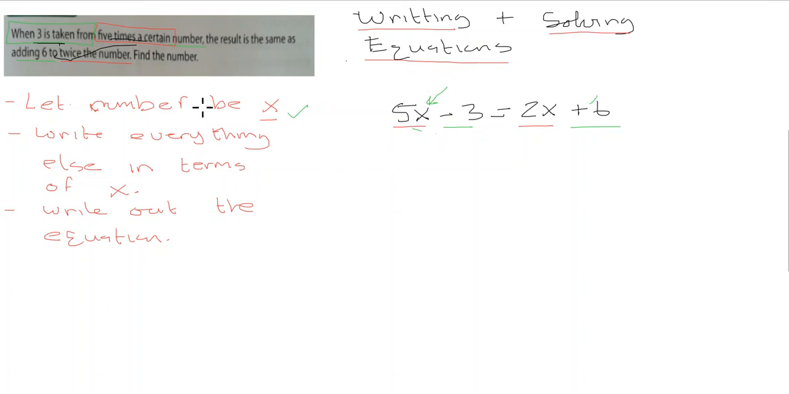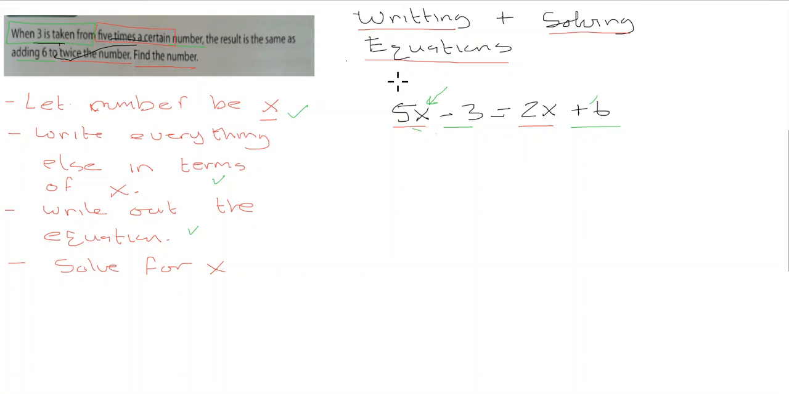Once you've written out your equation, so write everything in terms of x and write out your equation, the last part is just to solve for x. In the last part, where you're solving, you're finding the number x.